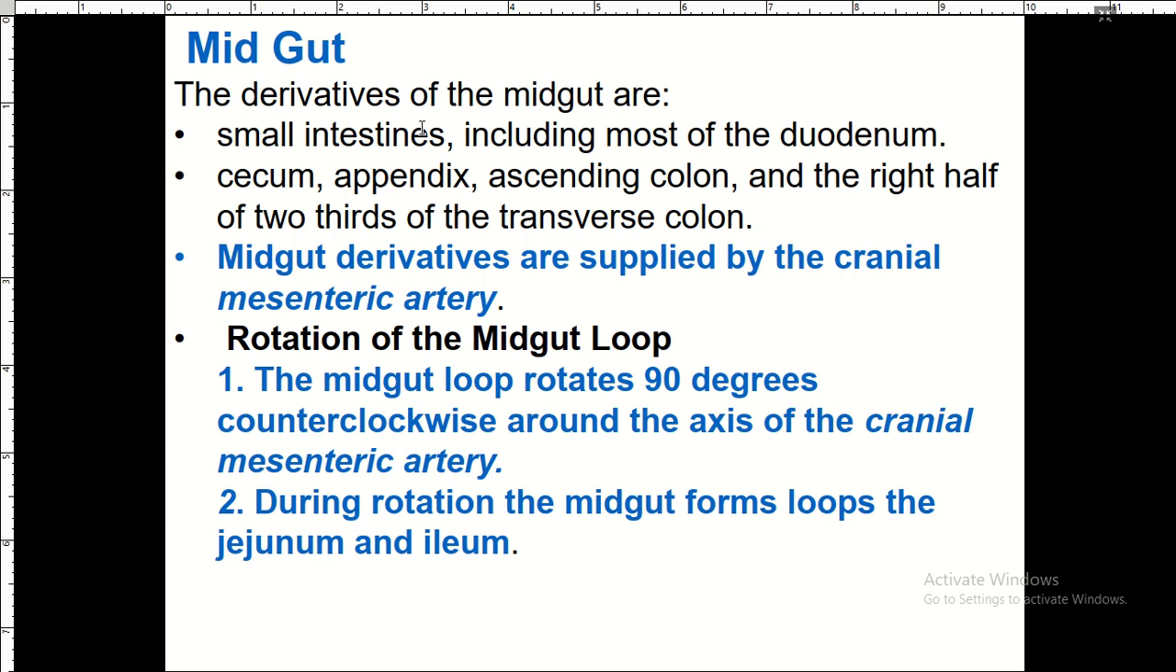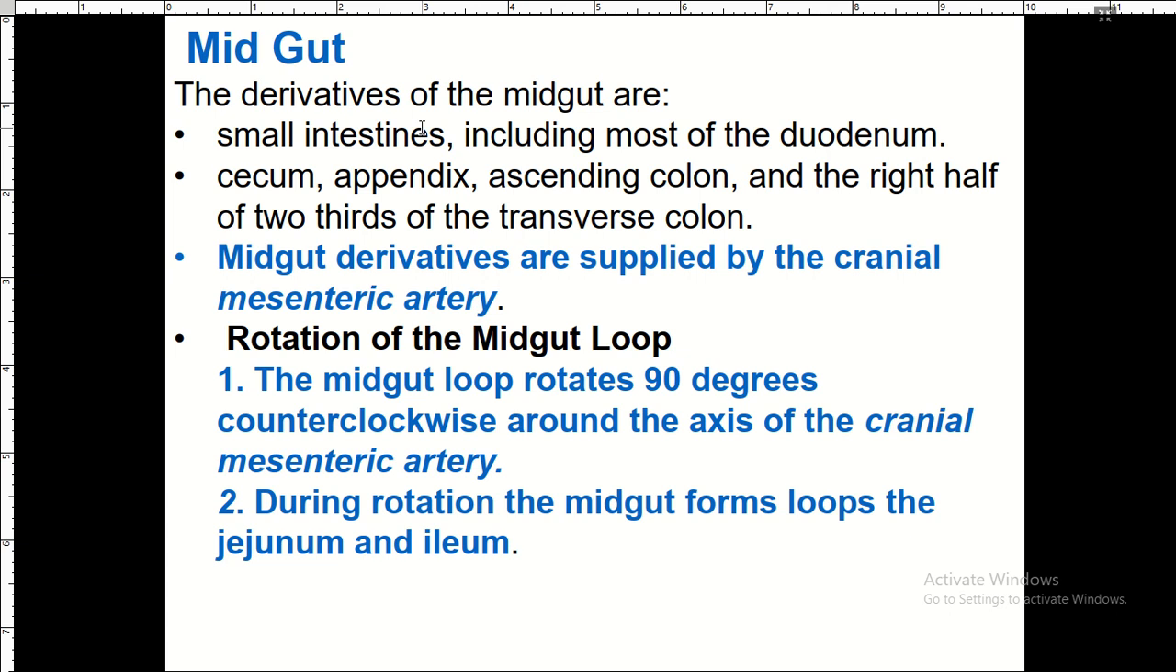Now guys, let us talk about the development of the midgut. In our last video, we spoke of the development of the foregut and we are done with it. Now, the midgut, if you remember very well, I said it extends from the caudal limb of the diverticulum of the liver, which we say the liver bud, caudal to the liver bud, up to the junction between the proximal two-thirds of the transverse colon and the distal one-third of the transverse colon.